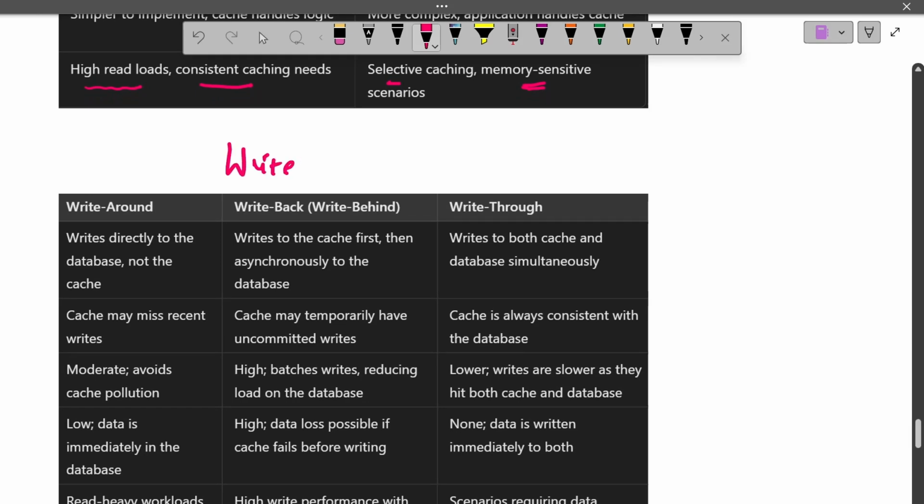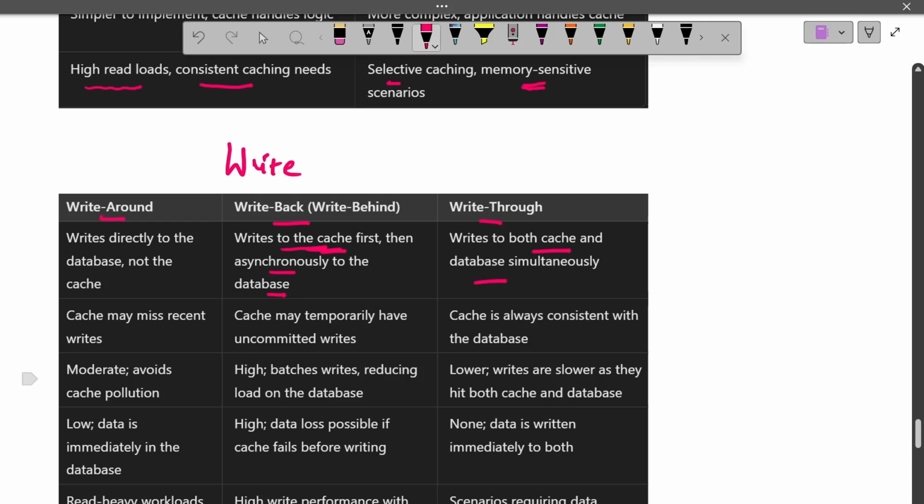The write strategies: write around, write back, write through. Write around is bypassing the cache, so it will write directly to the database, not the cache. In write back, we will first write to the cache and asynchronously to the database. In write through, we write to both cache and database simultaneously.